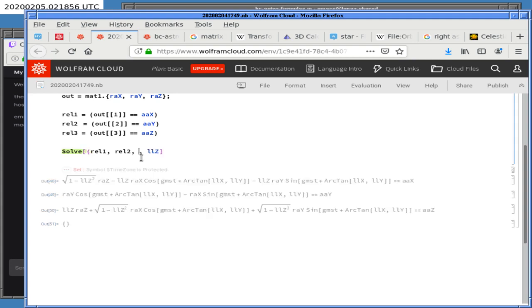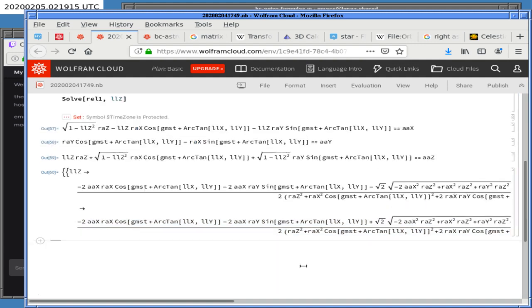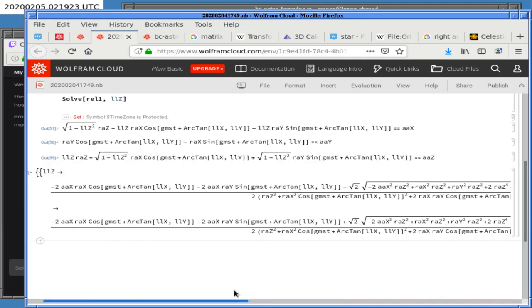Sort of an ugly workaround here. Can we solve one of them for the latitude? Okay. So here, just knowing the first coordinate of the azimuth, I'm sort of surprised we can get this out of that, but there are two solutions, apparently, to LLZ. One is the positive and negative of each other. That depends on the azimuth, the right ascension's x, y, z coordinates.